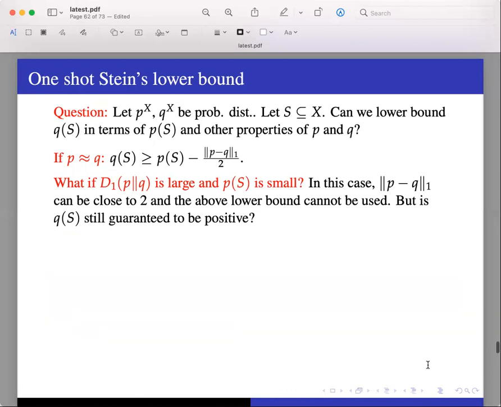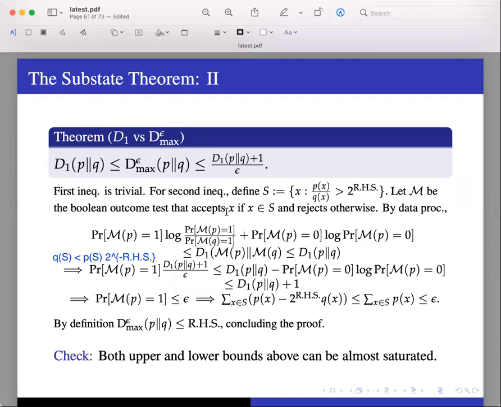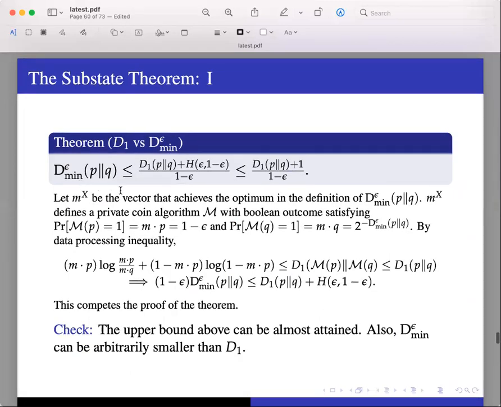And that actually justifies, as I said, this nomenclature: substate is historical. So substate just means that the distribution Q is lower bounded by P scaled down by some factor. In our modern terminology, that factor is basically some kind of Dmax. But when this theorem was proved, Dmax or Dmax epsilon was not a very popular quantity. It was unknown to many people in the field. So they invented their own nomenclature for it, and the name has stuck.